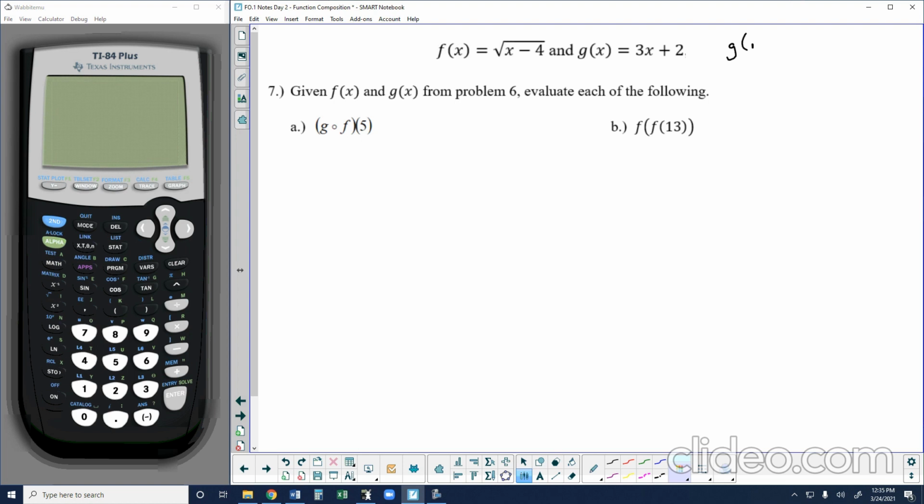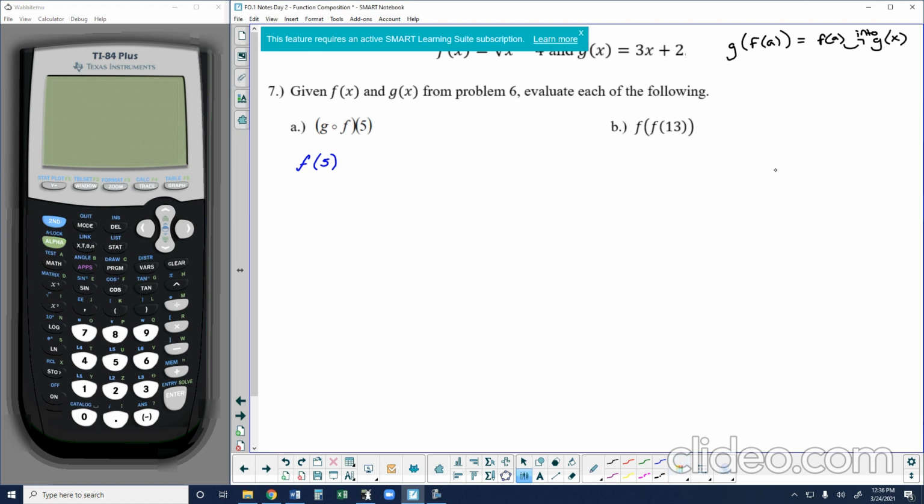f of g of A would be the same thing as finding f of A first and then substituting that into, let's say, g of x. So what I could do here for problem number 7 is evaluate f of 5 first, and then substitute that into g of x. Or I can find g of f of x and then evaluate with 5. So we're going to do both examples.